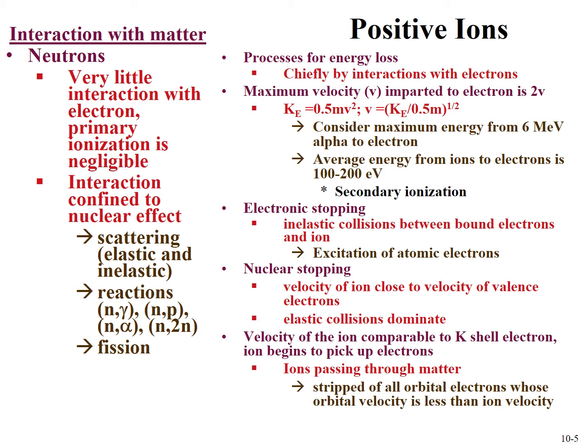And when the velocity of the ion becomes comparable to the K shell, it can really start picking up electrons as that ion is passing through the matter. It eventually is stripped of all the orbital electrons whose velocity is less than that ion velocity. So once it starts slowing down, it can really start picking up electrons.